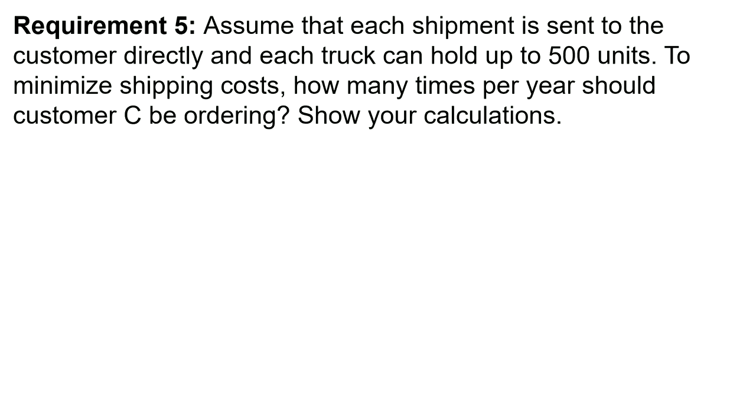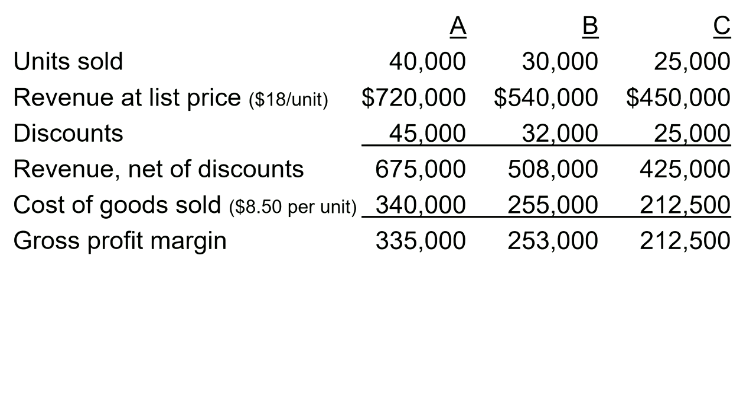So continuing, requirement number 5, assume that each shipment is sent to the customer directly and each truck can hold up to 500 units. To minimize shipping costs, how many times per year should customer C be ordering? And show our calculations. Well, this is actually a very simple question. We're asked about company C.